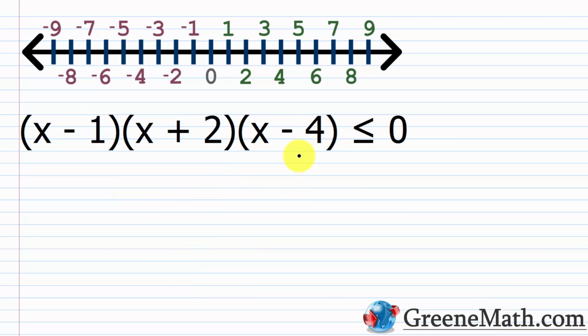All right, so let's look at one more example here. What we have is the quantity x minus 1 times the quantity x plus 2 times the quantity x minus 4 is less than or equal to 0.